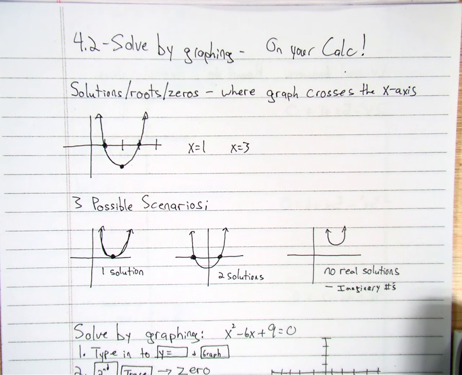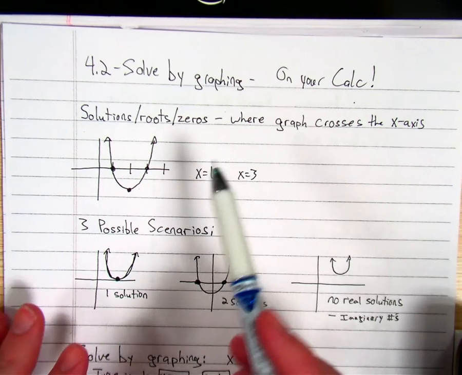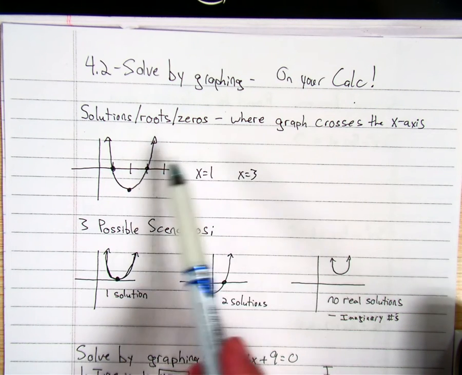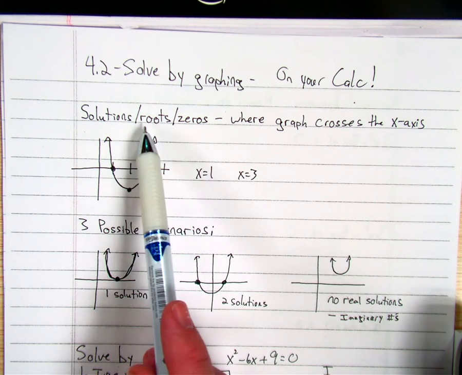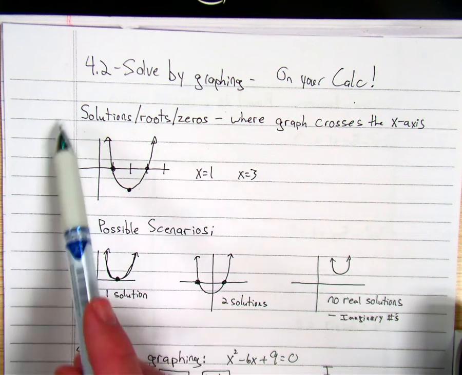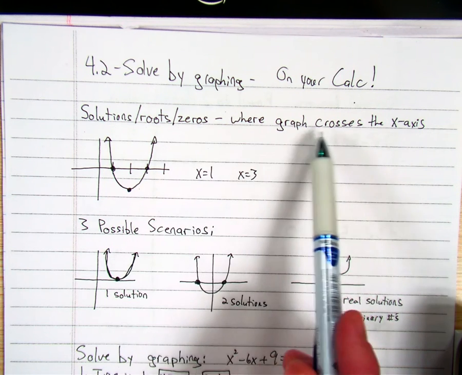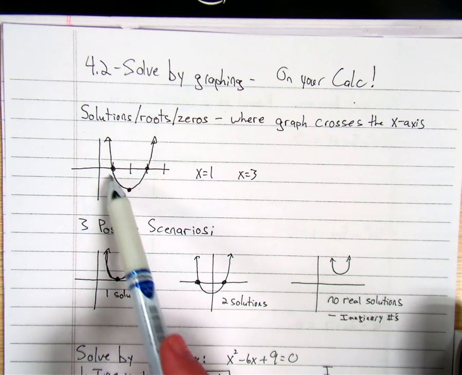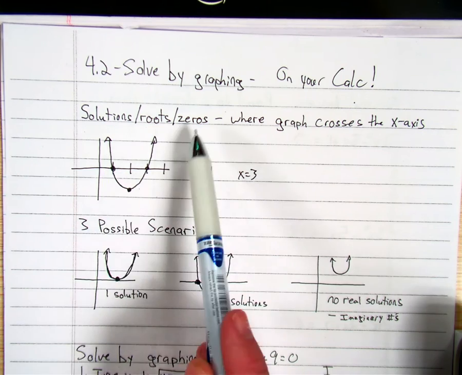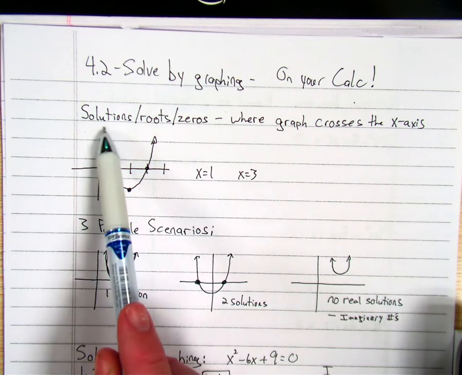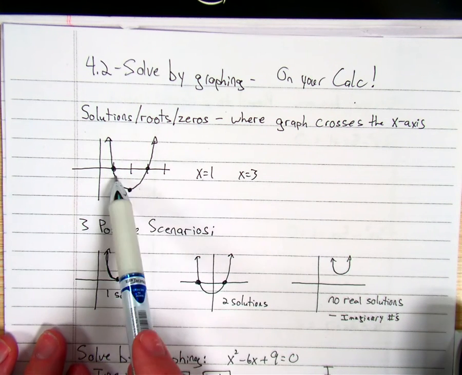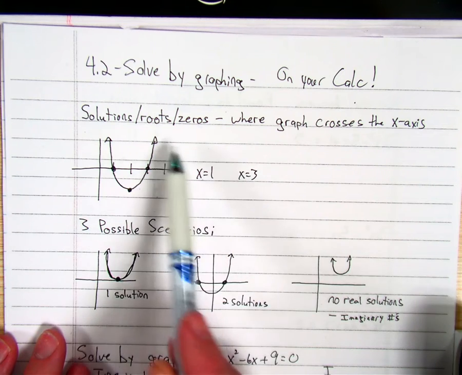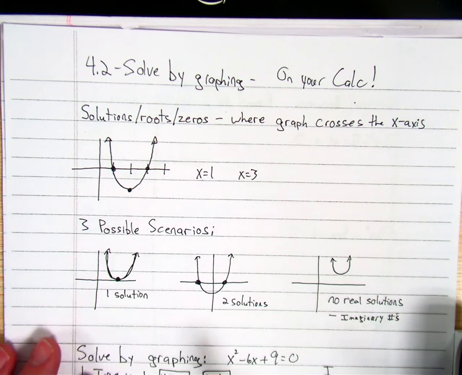All right, Algebra 2. Here we are with Lesson 4.2. Solve by graphing on your calculator. When you're doing your problems today, you might see the directions call for solutions, roots, or zeros. All of these mean where does the graph cross the x-axis. So we're looking for where our graph crosses the x-axis. Those are our zeros, our roots, our solutions. So in our little mini sketch right here, 1 and 3 would be our zeros, roots, or solutions.